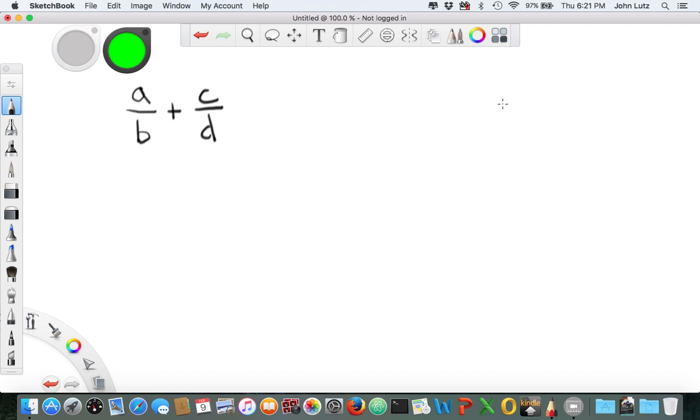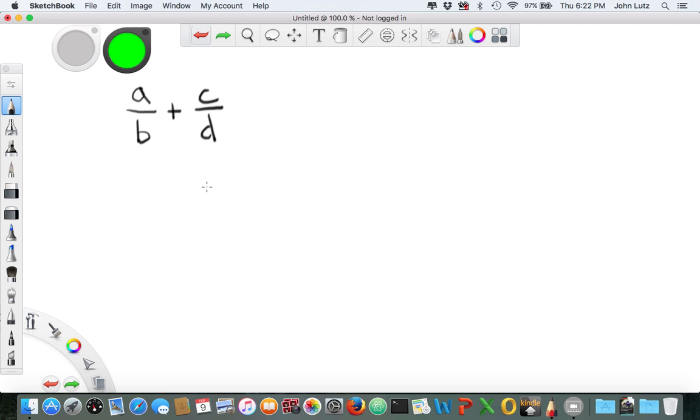If I were to add 5 over 2 plus 7 over 2, these have a common denominator of 2, and so all I do is I keep the 2 on the bottom, and I add 5 plus 7, and I get 12 over 2, which in this case simplifies to 6, right? Okay, cool. So let's erase all that stuff.